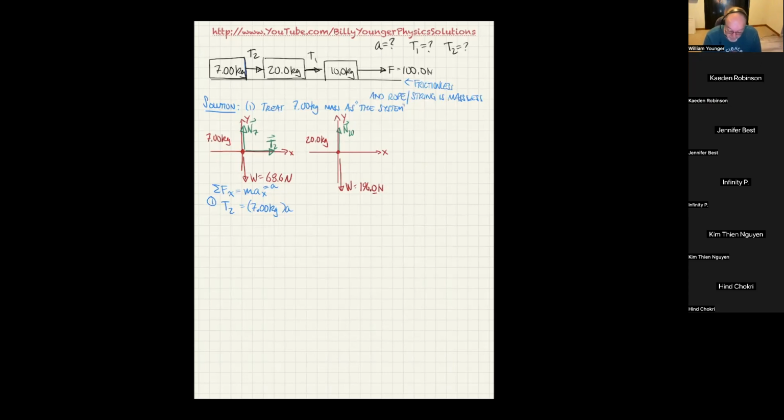So I've got that one. And also I have pointing to the right is the tension T1.